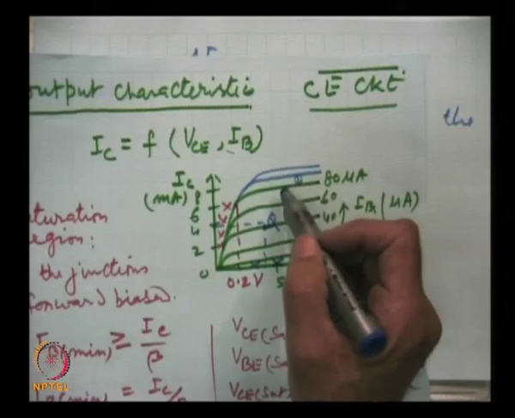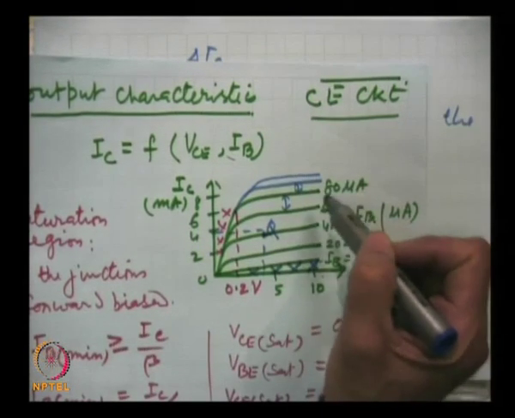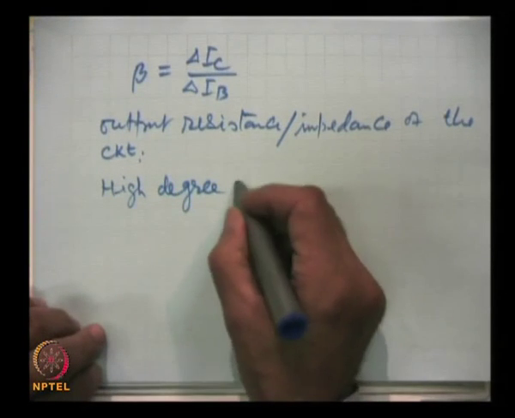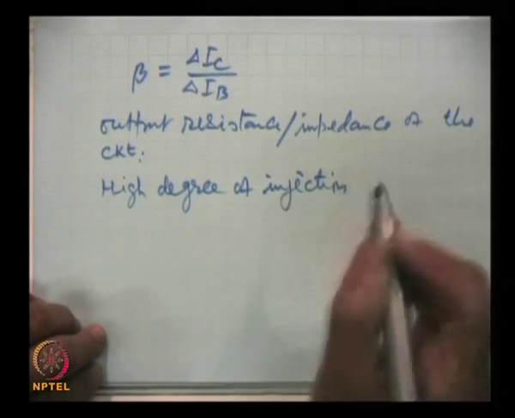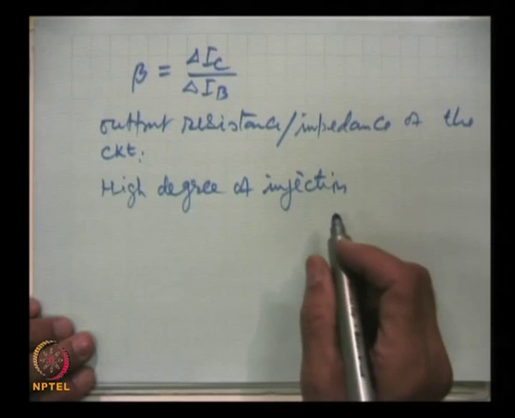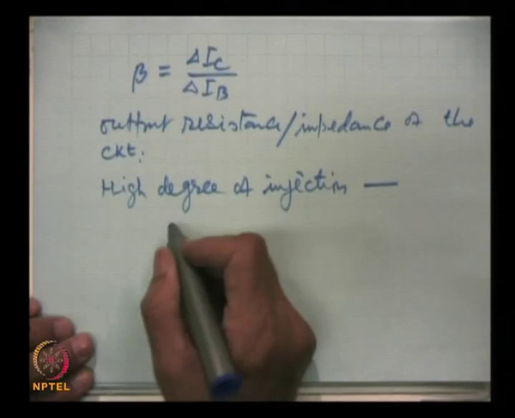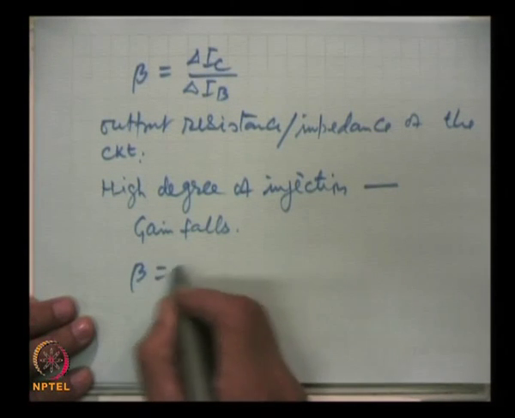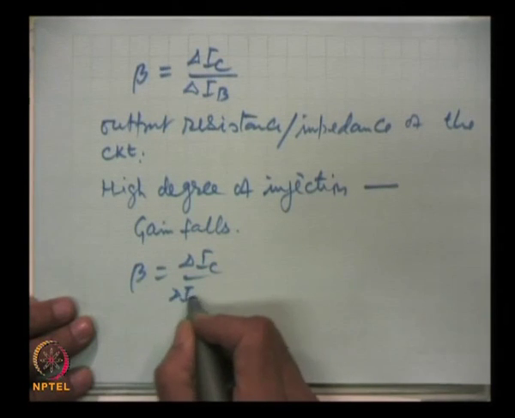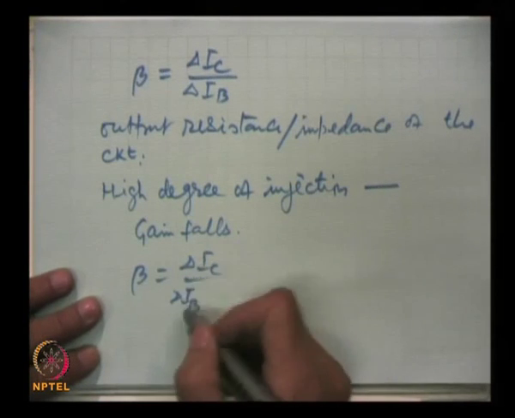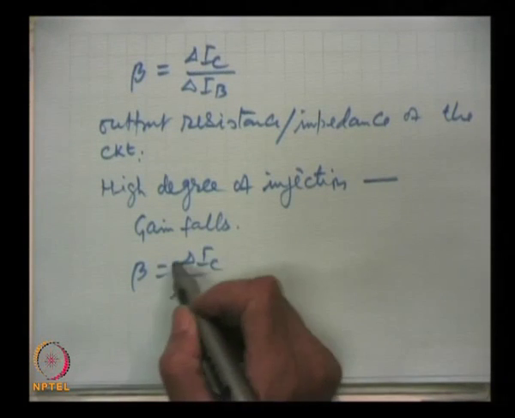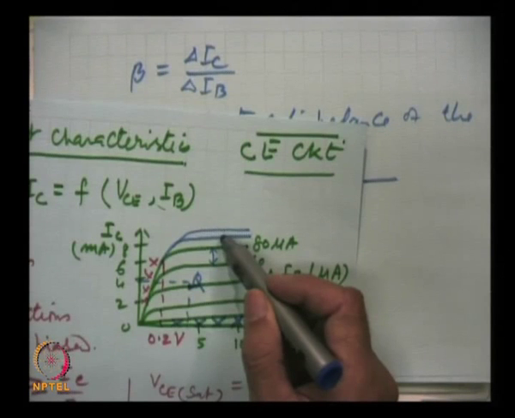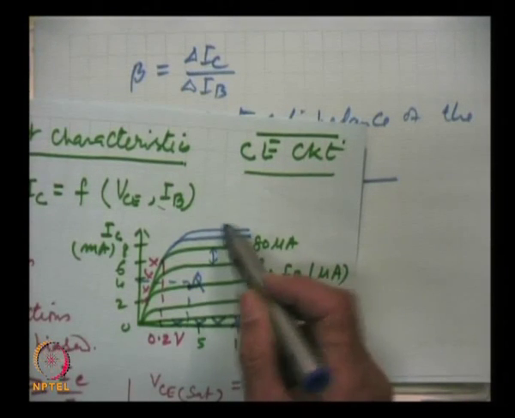This crowding arises because of high injection. When the input current is very high, it is called a high degree of injection. A lot of charge carriers will be injected into the base. As a result of this, the gain falls, and gain is, for example, beta, the change in IC by the change in IB. If this falls, then the ratio will be less, and the current will not change correspondingly. Here the gain has fallen, and so it is not as much as it was here because of high injection. So, they come closer.